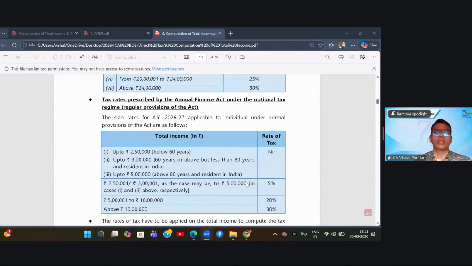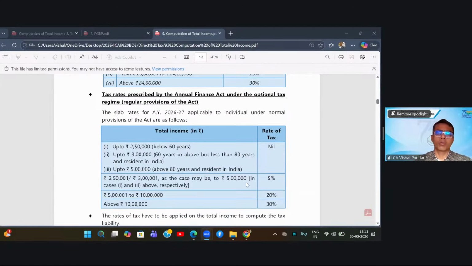Then you come to the old scheme. Under the old scheme, the slab basically is of 2.5 lakhs, but this is for citizens who are not senior. Those who are seniors, that is 60 years of age plus and resident in India, for them the basic exemption limit is up to 3 lakhs. And those who are super seniors, that is age 80 years and resident, for them the basic exemption limit is 5 lakhs.